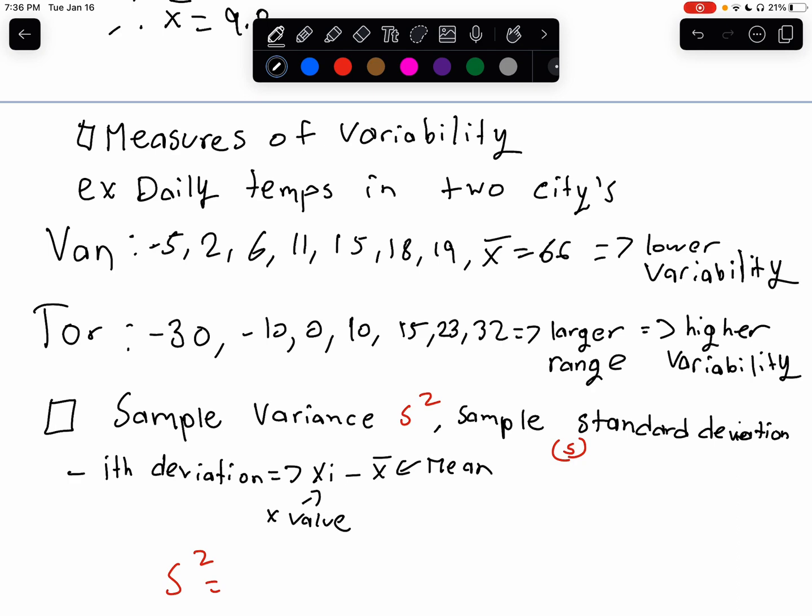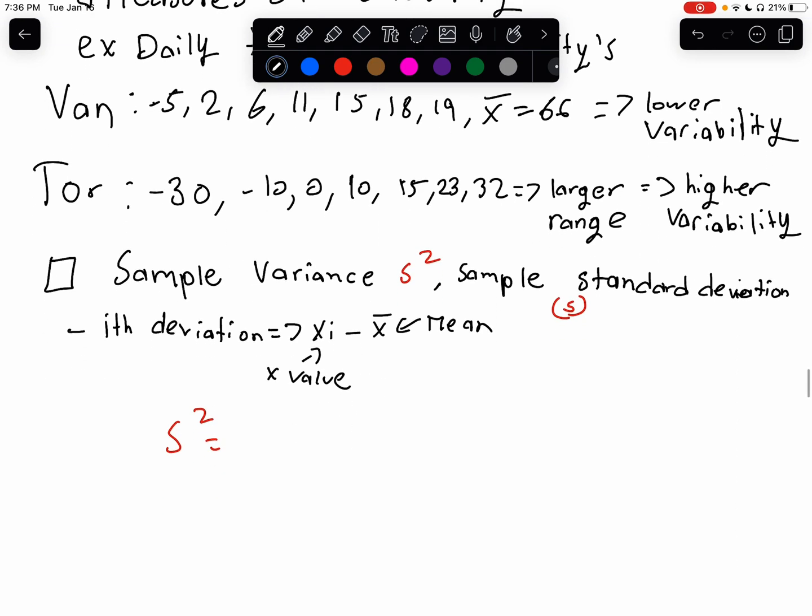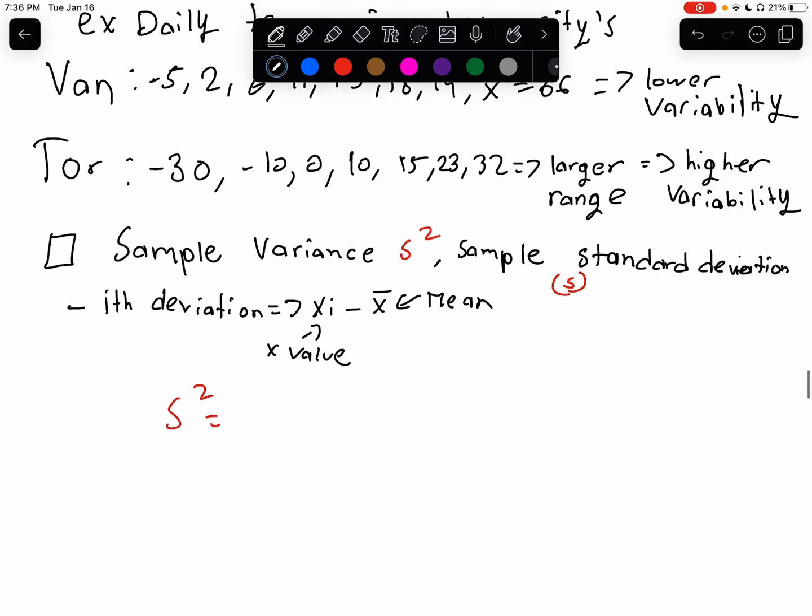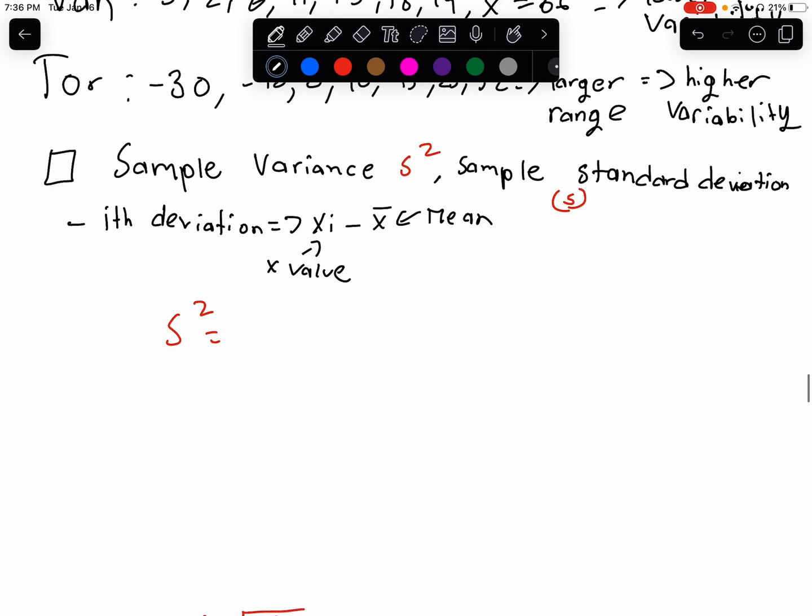So as we go into variability, it's very important when we go through our sample variance, which is denoted by S squared, and our sample standard deviation, which is denoted by S. We can determine, when we use i in the deviation, that the x value, xi, minus the actual mean of the said values. So it's xi minus the mean of the values, all right?